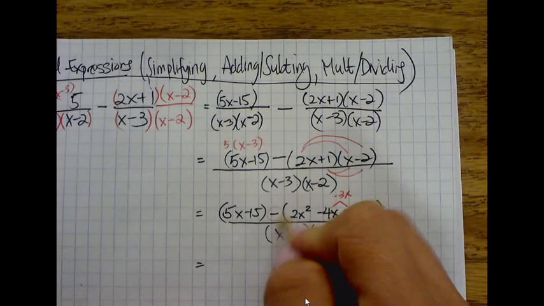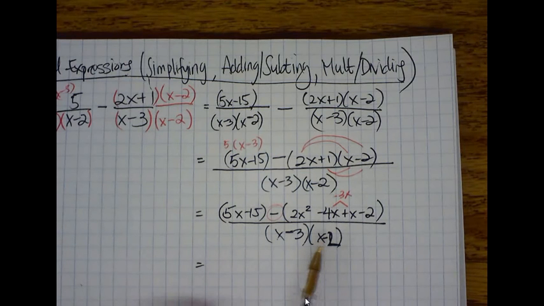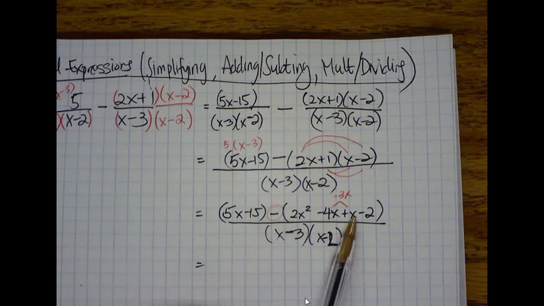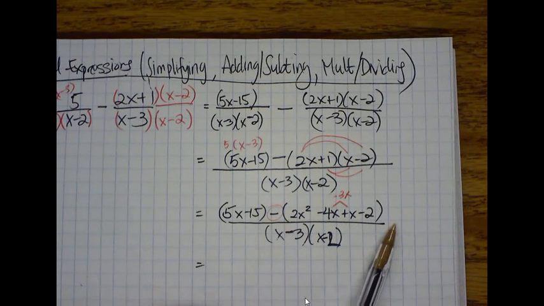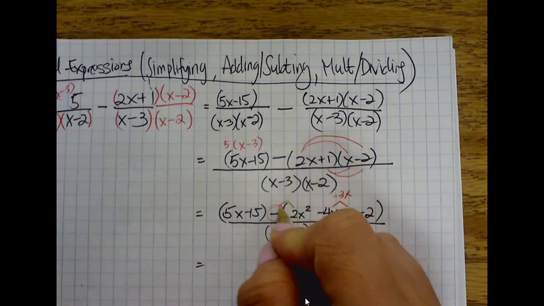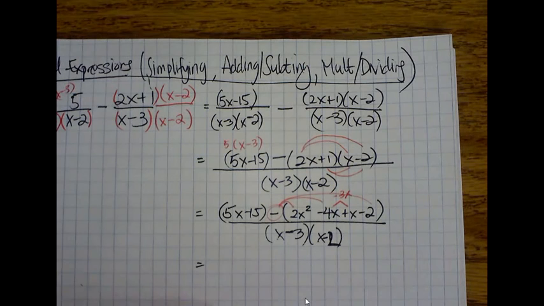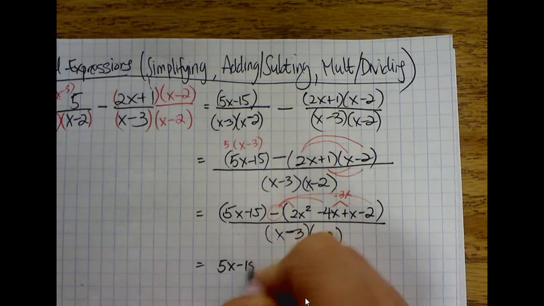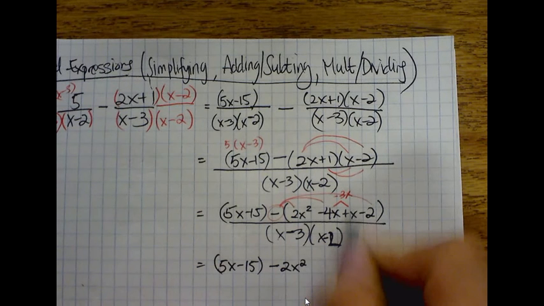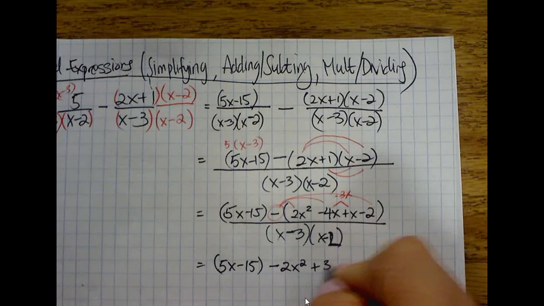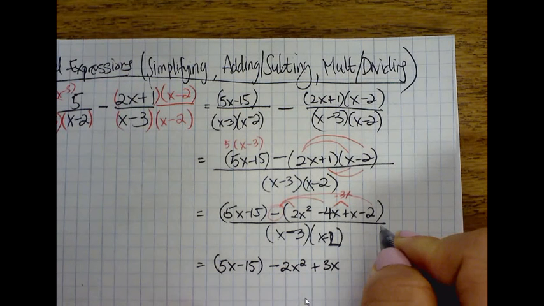Some people did not put the parentheses, so they thought this negative only applies to the 2x squared. But that negative should apply to who? Every term here. You see that? That's where people went wrong. So you got to distribute that negative here, and here, and here. Okay? So then I have 5x minus 15 minus 2x squared. That was a negative 3x, but now it should be what? Positive 3x. And that was a negative 2. Now it should be? Negative 2 is now it's a positive 2.